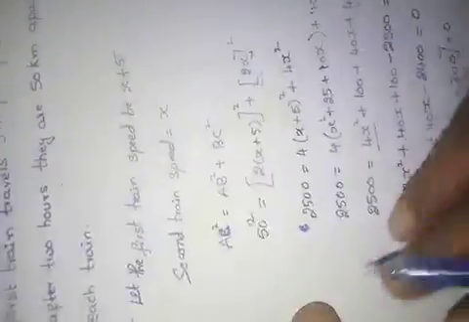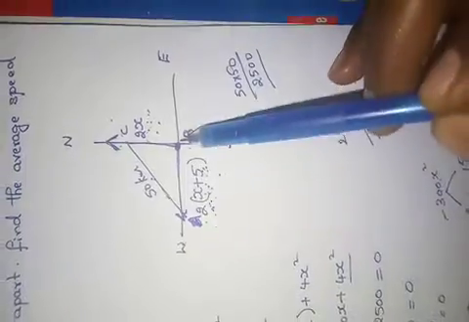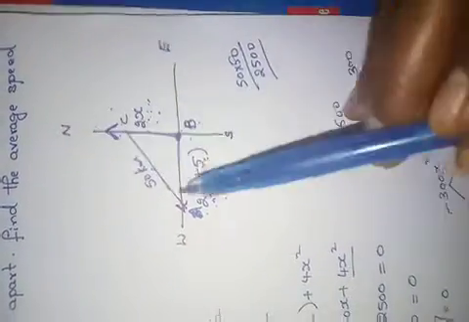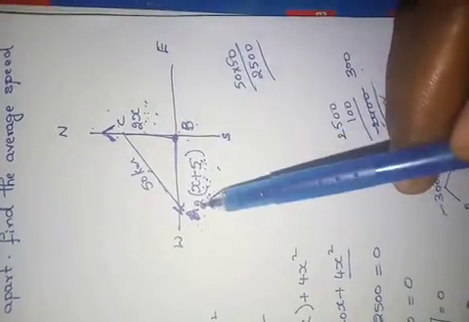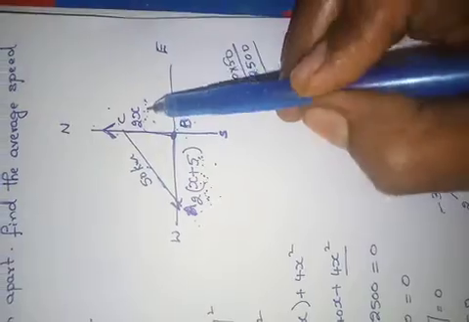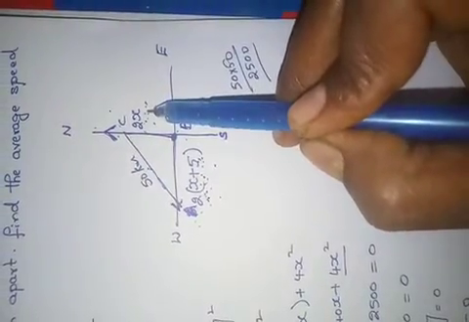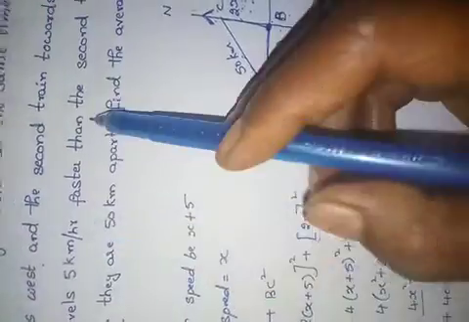What did they say? The first train is traveling towards west and the second train is traveling towards the north. The distance between them is 50 kilometers after they travel for 2 hours. See, the speed of second train is x. The speed of first train becomes x plus 5. In the question they have given.